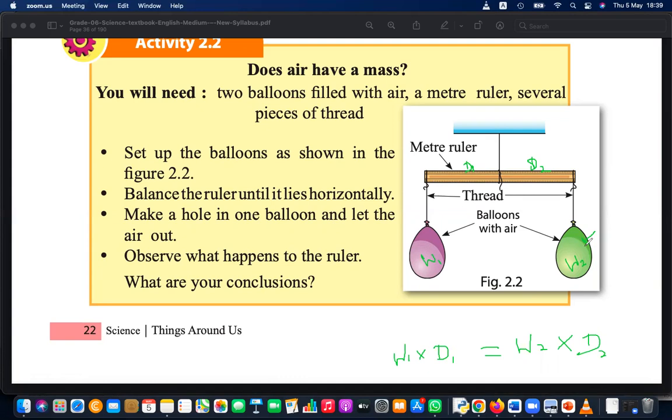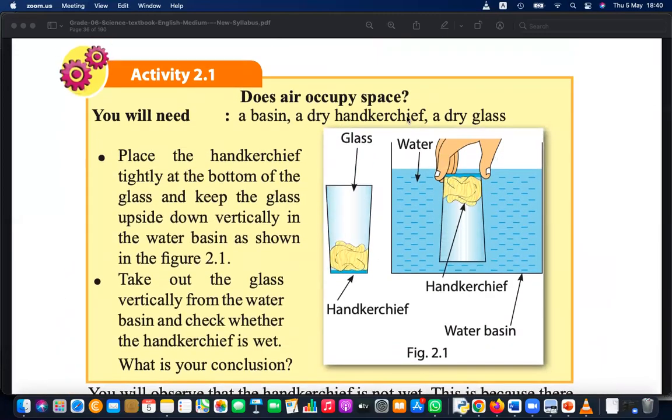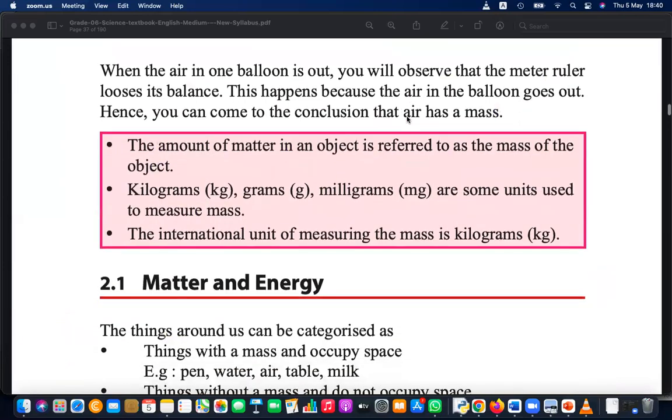So when you put transparent sellotape on both balloons and then poke or make a hole, it will not blast. But when you release the air slowly, the balloon without the hole will move down. That means the weight there will be greater than this, because the air is going out. So that practical also we did. That is proving air has mass. The other is proving air occupies space. We did those 2 practicals. Then we learned how to measure this using measurement units.